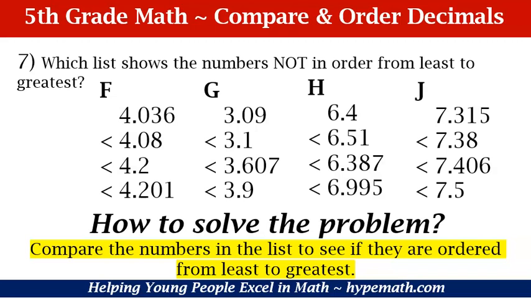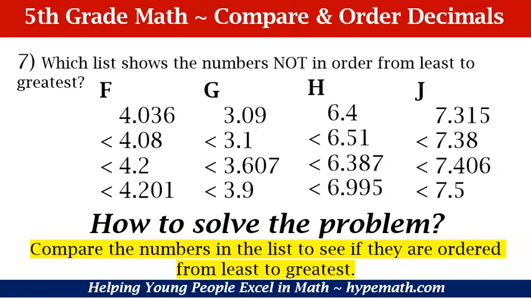The thousandths place is different because where it says 4.2, it's really 4.200. One number has a 0, one number has a 1. So F is actually lined up from least to greatest. We have 4.036, 4.08, 4.2, and 4.201. Okay, let's look at G.